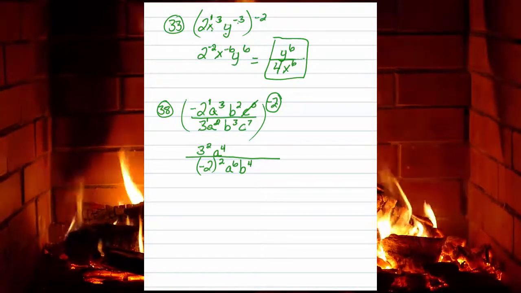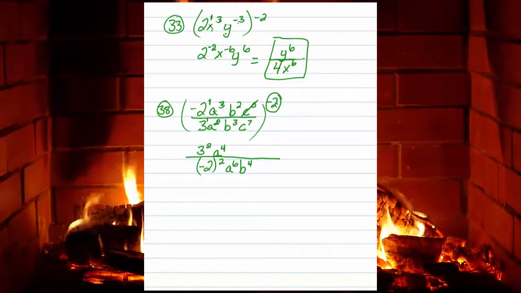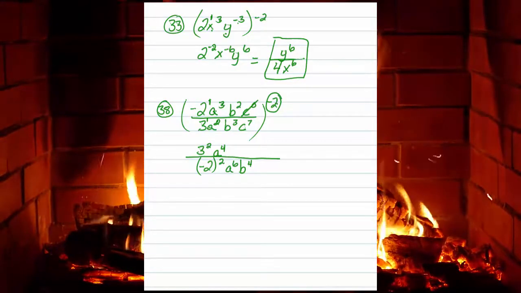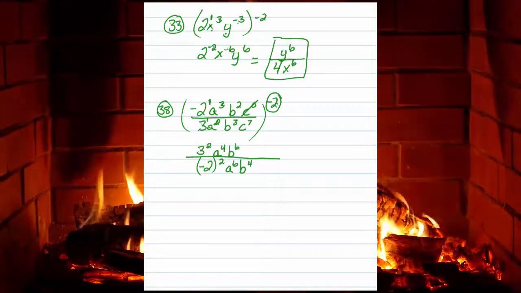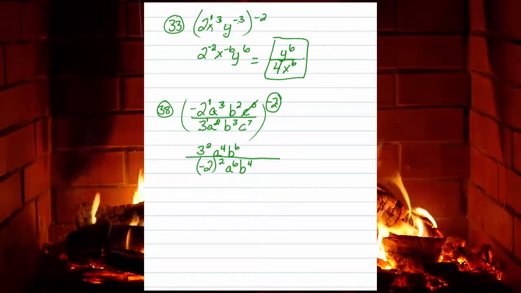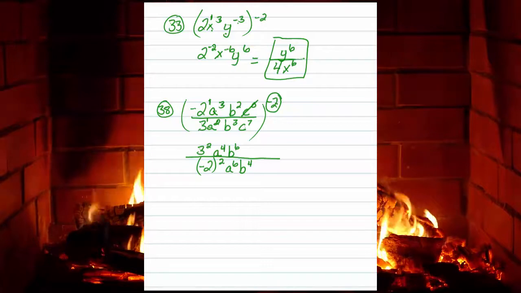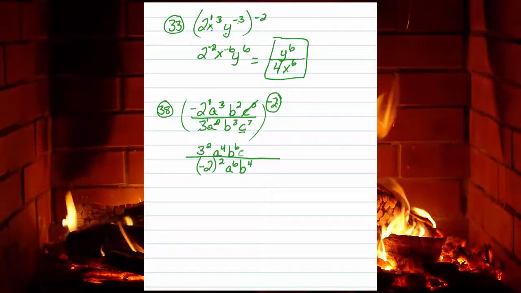B raised to the 3rd power raised to the negative second power. So 3 times negative 2 is negative 6, so it's also going to come up into the numerator. C to the 7th power times negative 2. 7 times negative 2 is negative 14, so this value is also going to come up into the numerator.